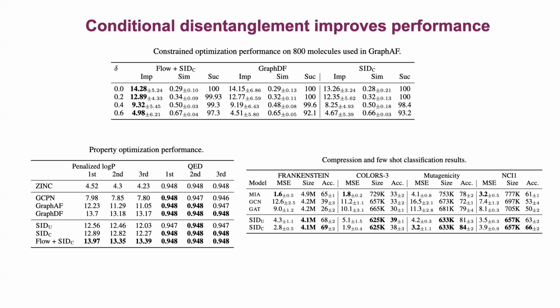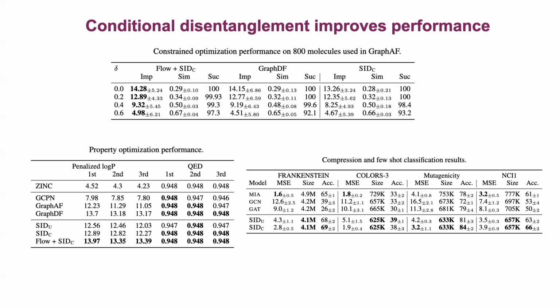What does the number size represent here? It was not clear to me. Megabyte. It's the latent, not the size of your data set, but rather the size that you compress the molecule to. So like 625 kilobits in the case of colors-3? Oh, okay, cool. And then second question is on this conditional part.